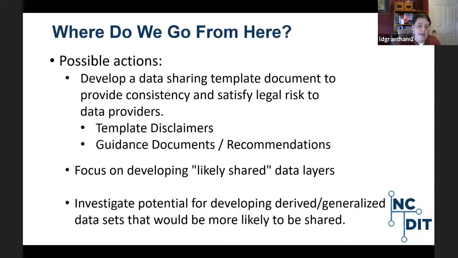And then as far as our possible actions, again, some of the things that I've already said, but a couple of ideas are template disclaimers. So could we produce some sort of template disclaimers that we could put out for folks to use to encourage data sharing? And then this idea of a guidance document or recommendations or a BMP are actually what our final deliverable is going to be.